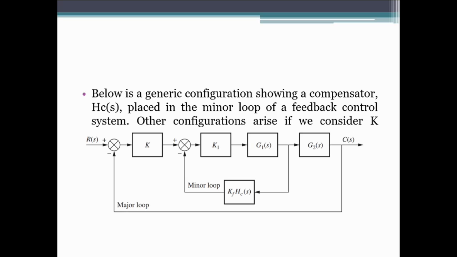If we let K and G2 be a unity value, equal to 1, the input to the feedback compensator, K_F H_C(s), is from a high-level output of G1(s), while the output of K_F H_C(s) is one of the low-level inputs into K1. Thus, it reduces the level through K_F H_C(s), in which amplification is often not required.